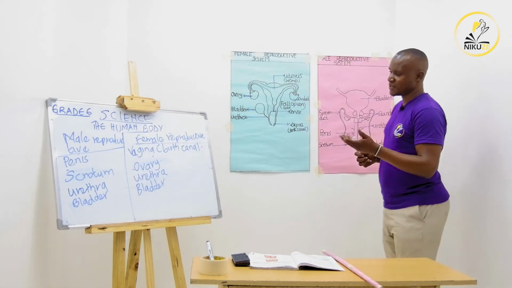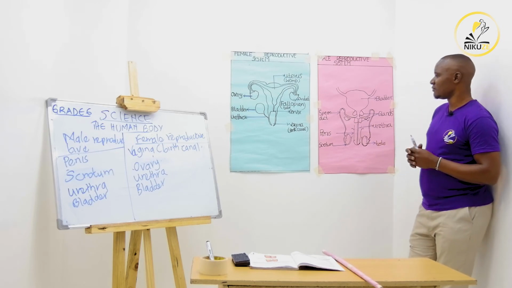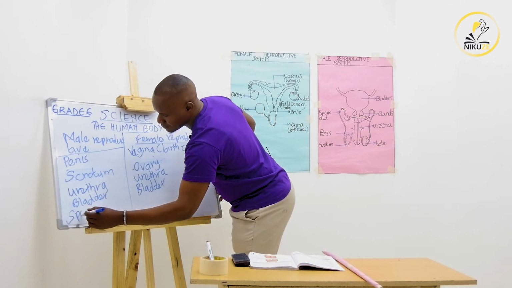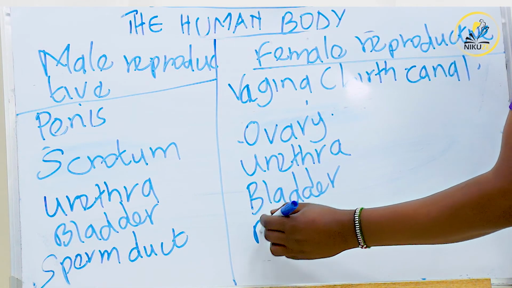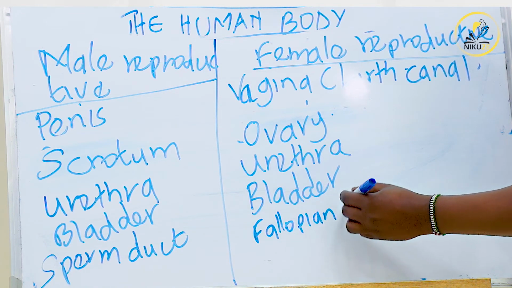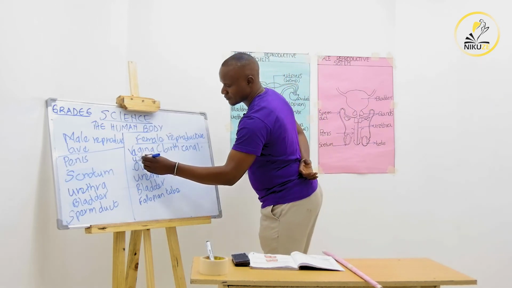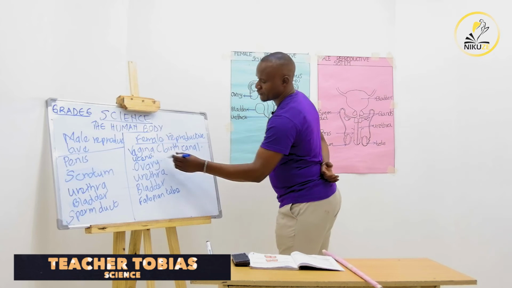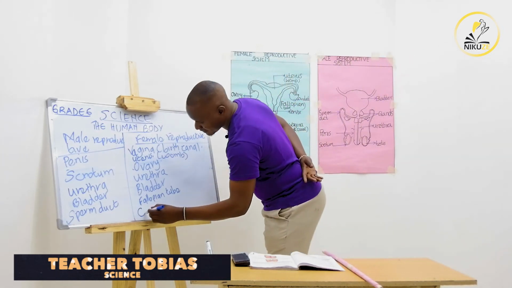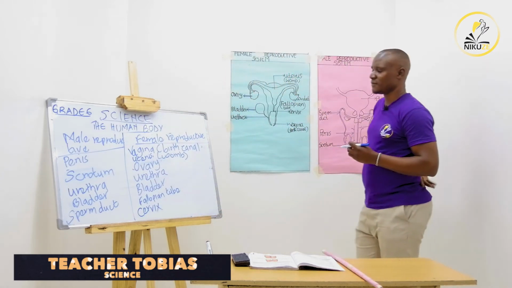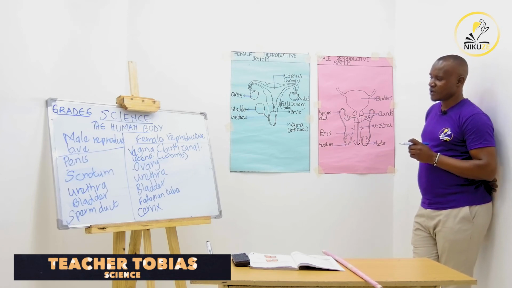Now after that, we have seen the penis, we have seen the scrotum, we have got the urethra, and then we have got the bladder. From there we also have got the sperm duct in male. Here we have fallopian tube as a part of female. Then we also have uterus. Other name for uterus is womb. We also have got the part which is cervix. That is in the female reproductive system. So those are some of the parts that make up the female reproductive system. Other than that, we have got oviduct.